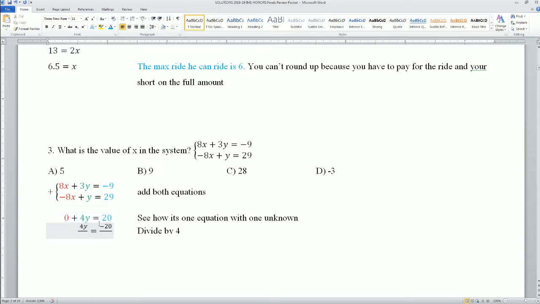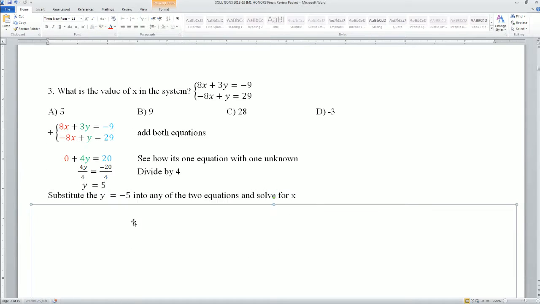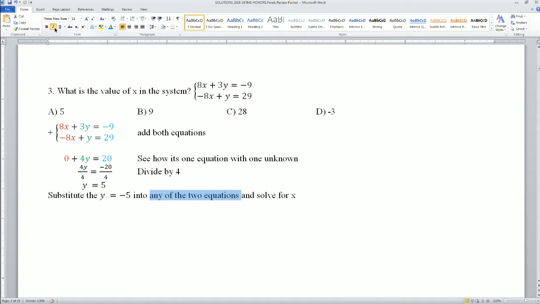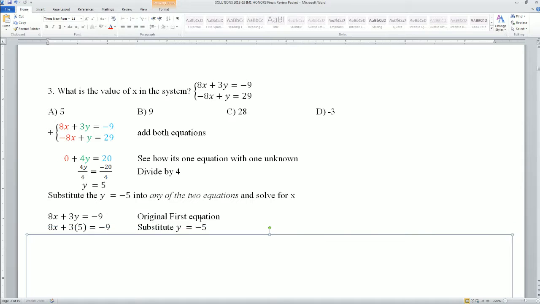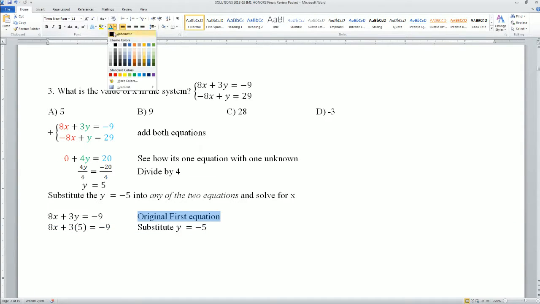This is great because I have 1 equation, 1 unknown. Divide by 4 on both sides and get y equals 5. Right? Is that what I want? No, I want to find x. So what do I do? I substitute y equals 5 into any of the 2 equations. Any of the 2 equations. In this case, I'm just going to use the first equation.